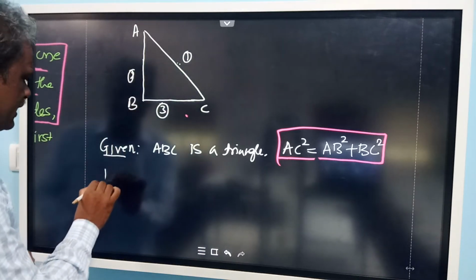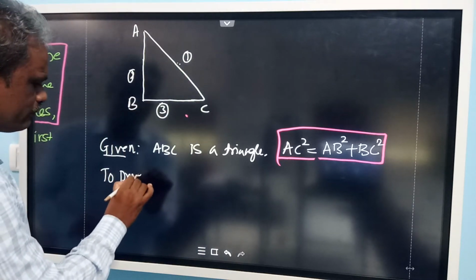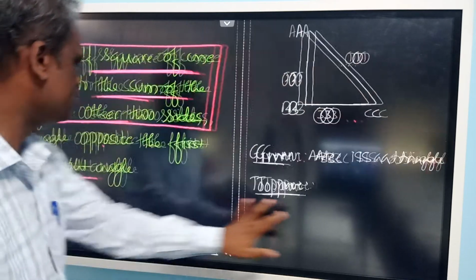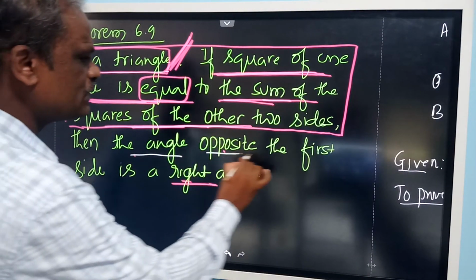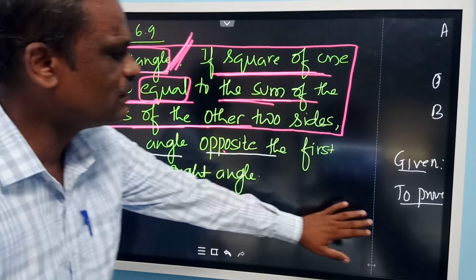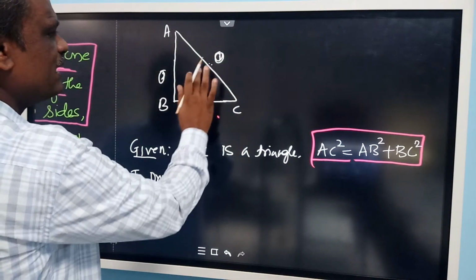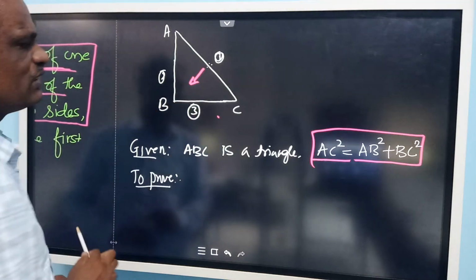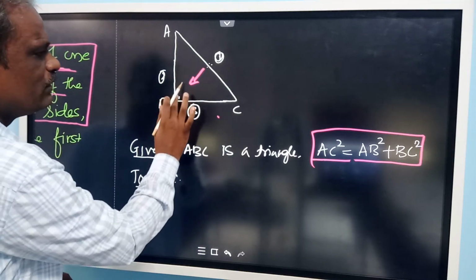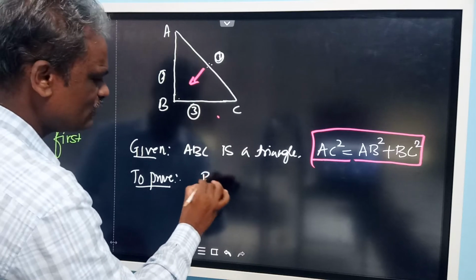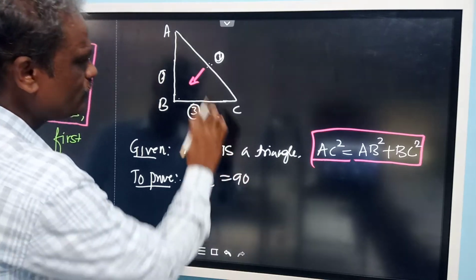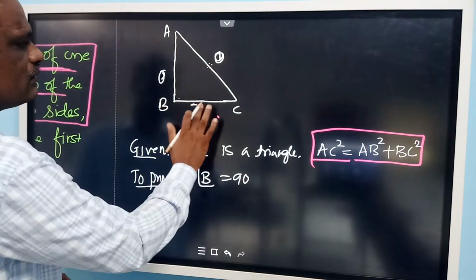Then what you have to prove here? You have to prove the angle opposite to the first side is right angle. What is the angle? This is the first side I have taken. Opposite to the first side, this is the angle opposite to the first side. This angle. We have to show that angle B is equal to 90 degree. I have to prove that angle B is equal to 90 degree.